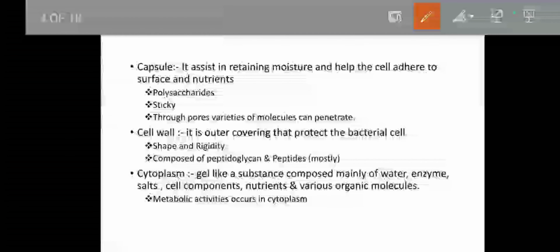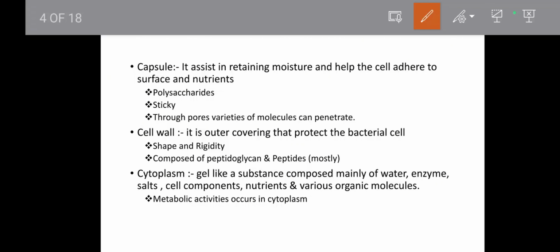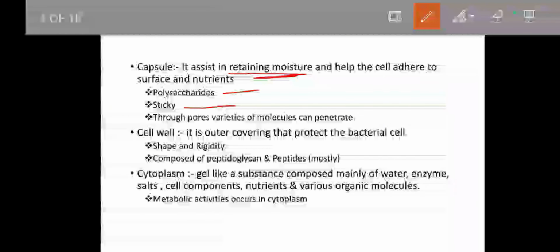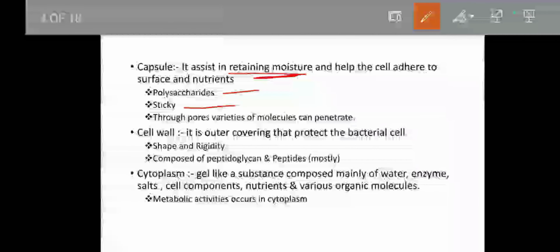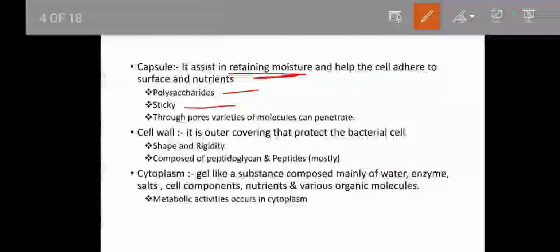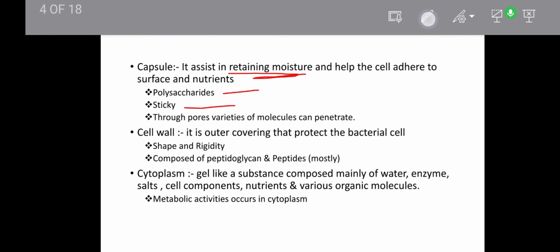Capsule. Most bacterial cells contain a capsule. The capsule is made up of polysaccharides. These polysaccharides are the repeating units of mono or disaccharides, or long chains of carbohydrate molecules. These capsules are very sticky in nature and they adhere to surfaces or nutrients. So these capsules assist in retaining moisture. That is, they do not allow the cell to dry up quickly. These capsules also contain pores. Through these pores, a variety of molecules can penetrate into the cell.